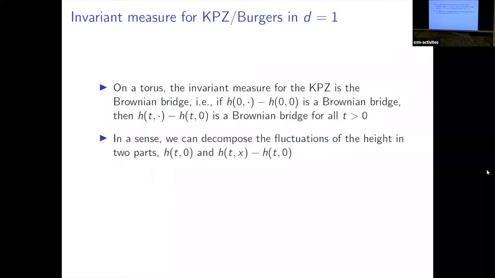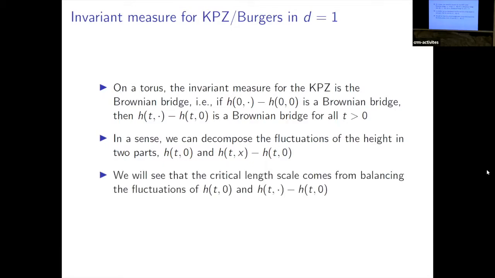One is the height at one particular point, which I choose to be 0. The other is this increment process. I'll call H_t(0) the absolute fluctuation, and this increment process the relative fluctuation. You can just imagine that you stand at x equal to 0, then if you move with the interface, this relative fluctuation, H_t(x) minus H_t(0), is what you observe.